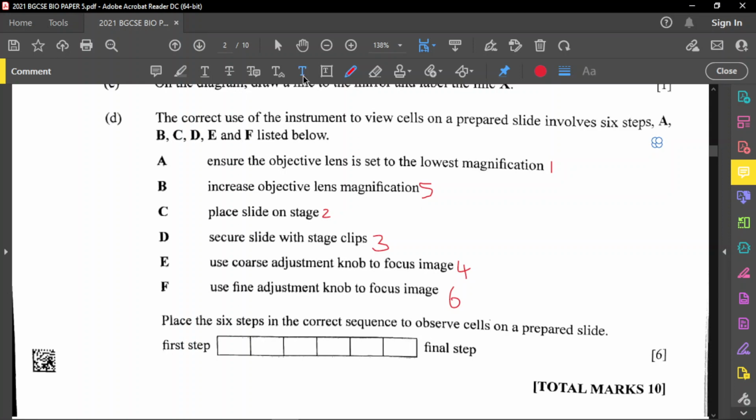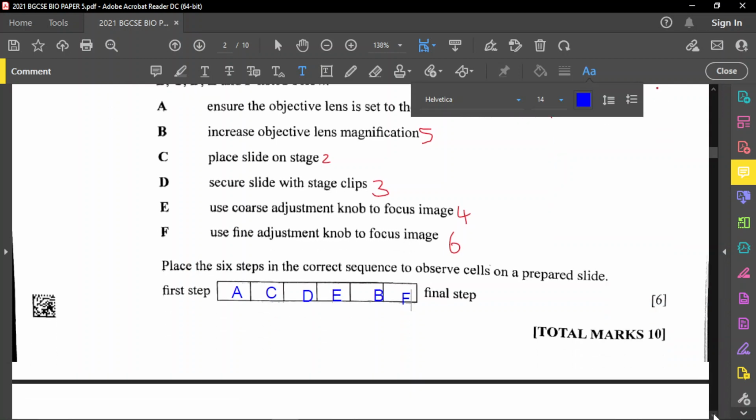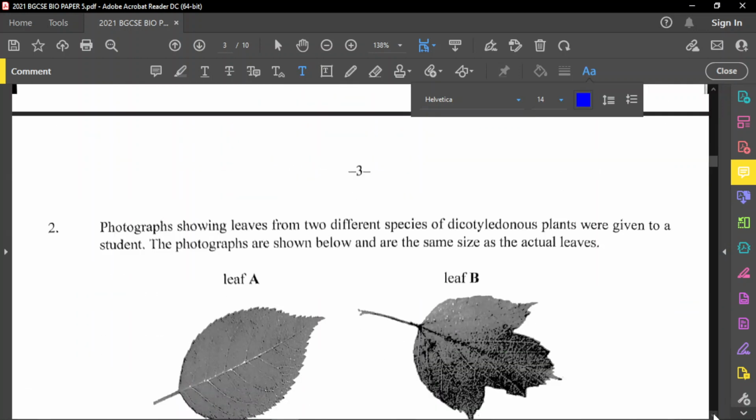So based on what we have here, number 1 is A, so we're going to start with A. Number 2 is C. Then the third thing is D, and after D comes E, and after E comes B for number 5, and then the final step there is F. All right, so A, C, D, E, B, F. So that will be the way to do it. That's the best way to do the microscope.